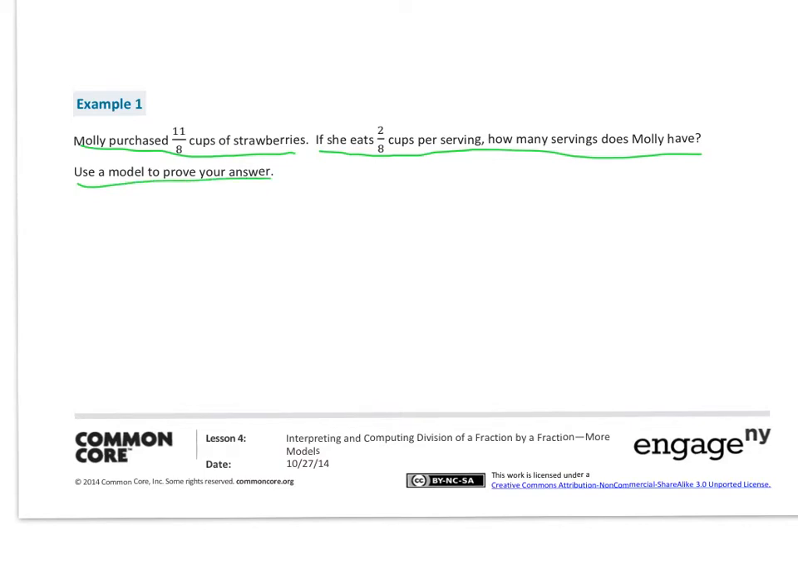So for every story problem in this packet, and really all the time, we read it, we're going to draw it, and you also need to write the problem. So what's the actual problem we're solving? 11/8 divided by 2/8. Now we draw.